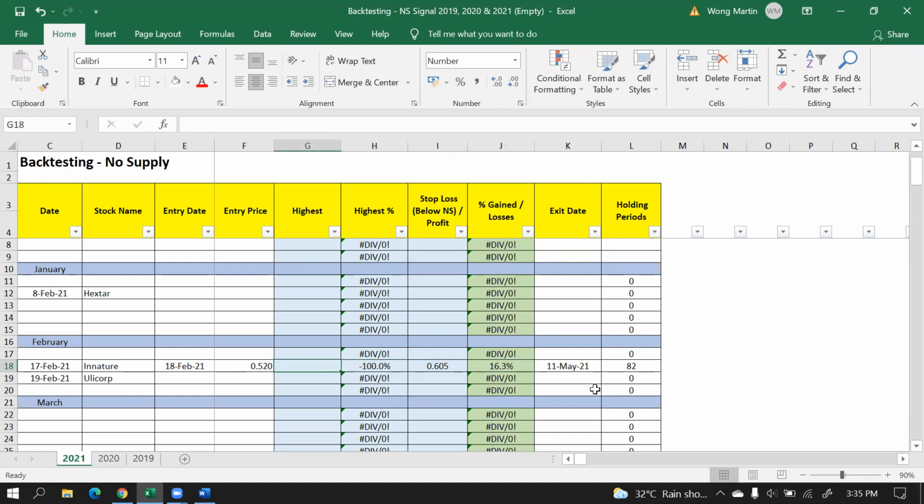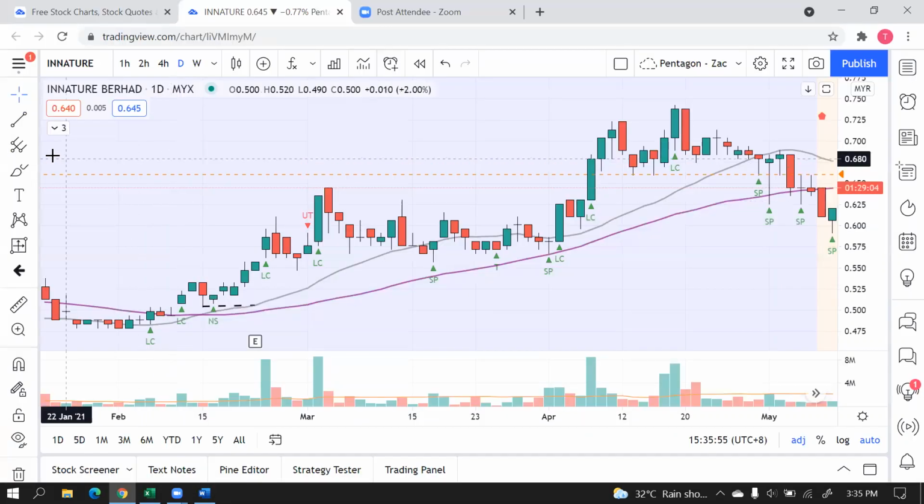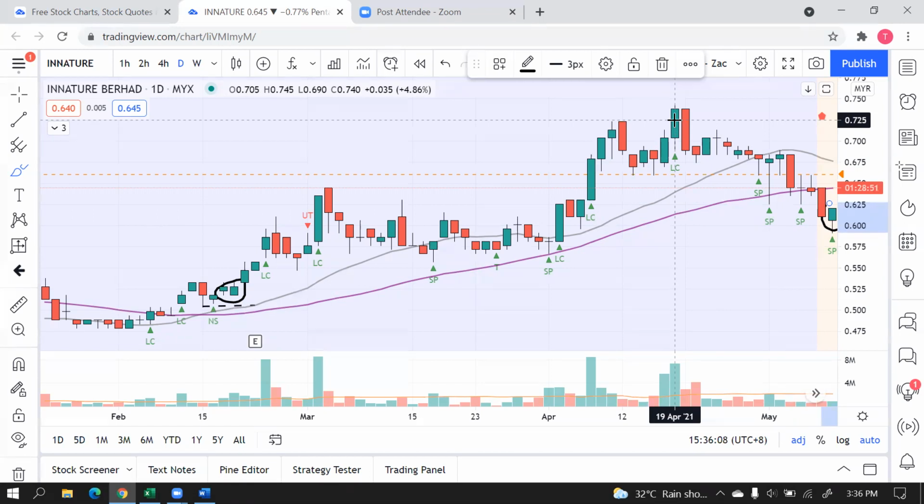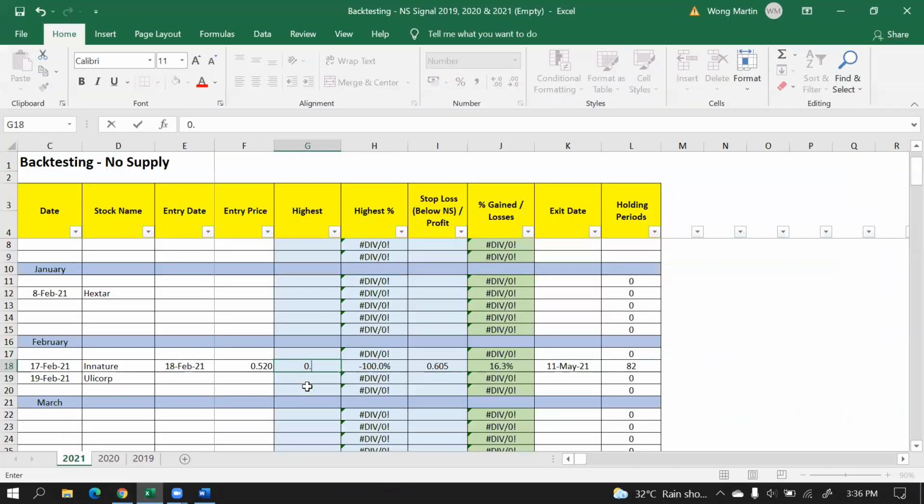Now the highest, like I said, is from your entry to your exit. So what is the highest point? The highest point is here. If I look into this bar, the highest is 0.745, which is around here. So let me put it over here, 0.745, which is around 43% from the entry to the top. But we exit with 16%. So this is what I mean in this backtesting over here.